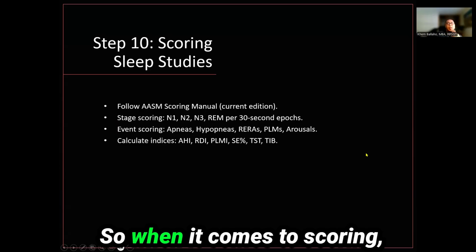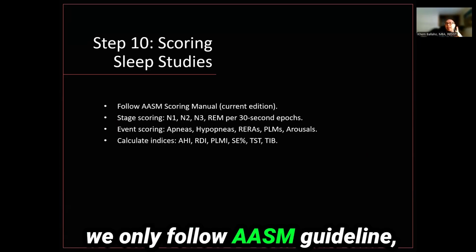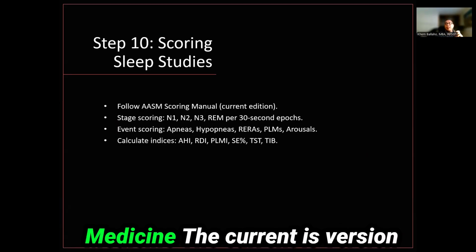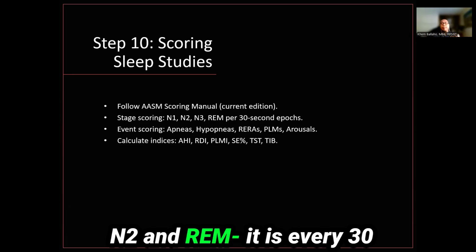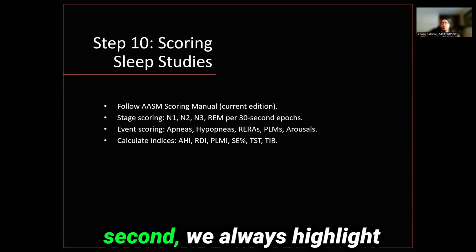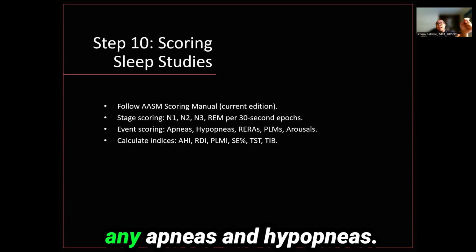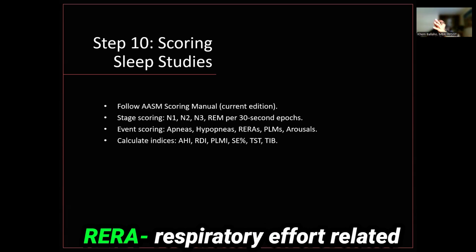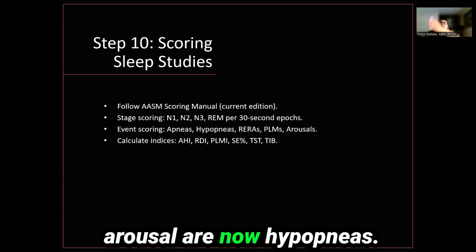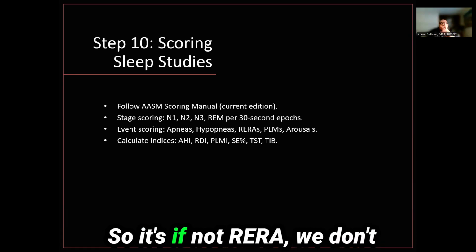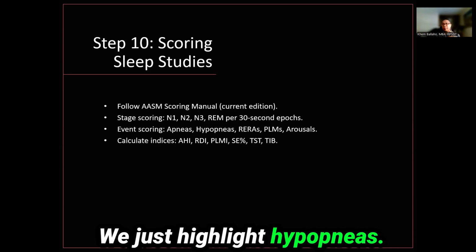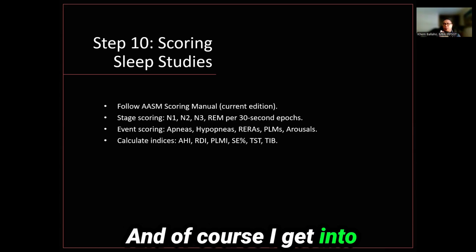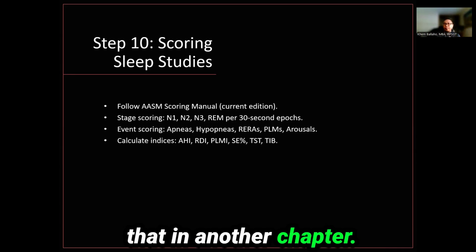All right, scoring. So when it comes to scoring, we only follow the AASM guideline, American Academy of Sleep Medicine. The current is version 3.0. How do we score N1, N2, and REM? It's in every 30-second epoch. We always highlight any apneas, hypopneas. RERA, respiratory effort related arousals, are now hypopneas. So it's not rare. We don't really highlight RERAs per se. We just highlight hypopneas. And of course, I get into that in another chapter.